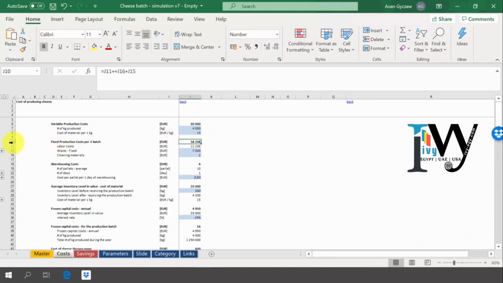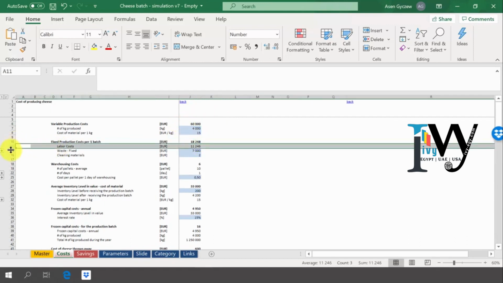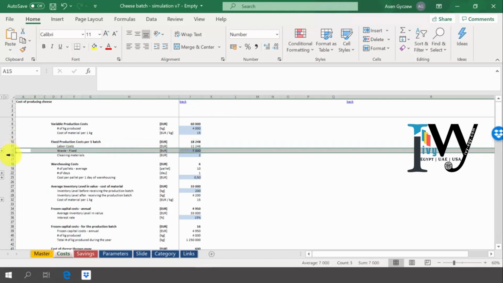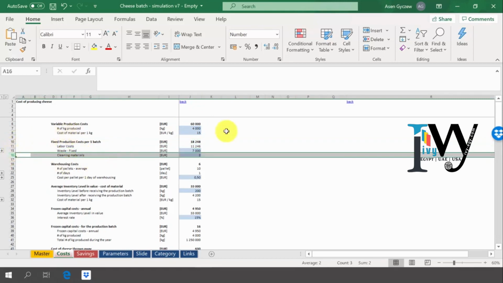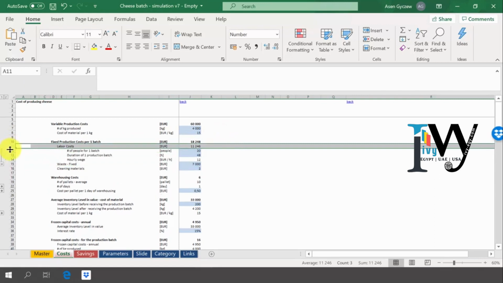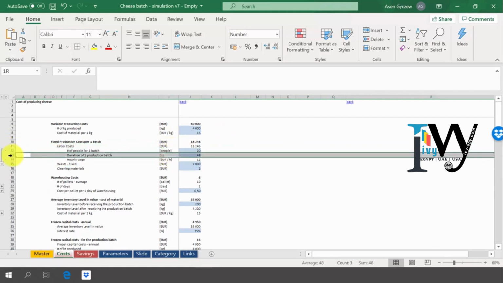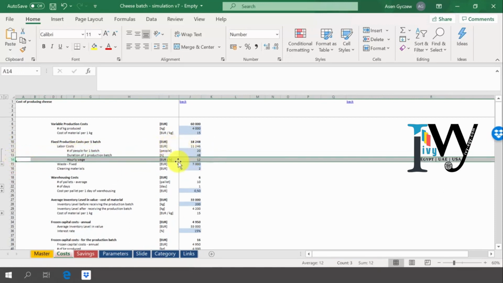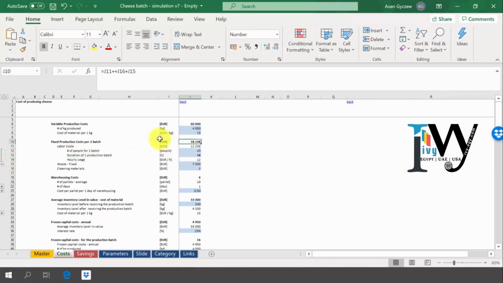Fixed cost consists of labor cost, waste, and some cleaning materials we have to use to clean the production line. In total, it's almost 90,000. Majority of that is labor. Labor we estimate by looking first of all at the number of people that have to be involved, the duration of one production batch, so it's 48 hours, and then we also have in the sheet parameters some hourly wage that we have estimated. So thanks to that, we are able to estimate the fixed production cost.